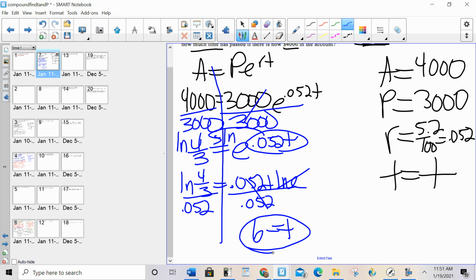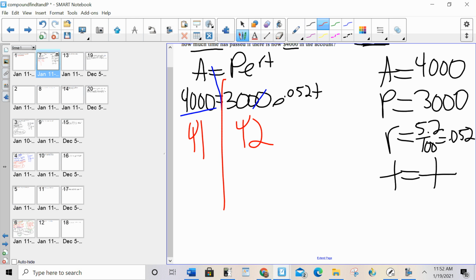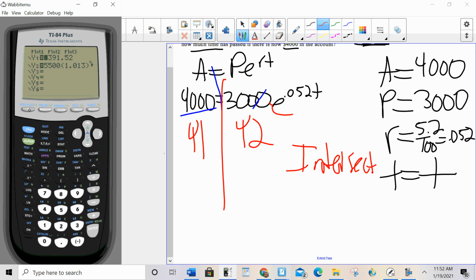If I'm doing it graphically, then I'm doing y1, y2 intersect. y equals, y1 is going to be 4,000, y2 is going to be 3,000 e to the 0.052, and instead of t, I put x. I'm not going to even bother with zoom 6 since I have thousands that are going on here. I'm going to try zoom fit.